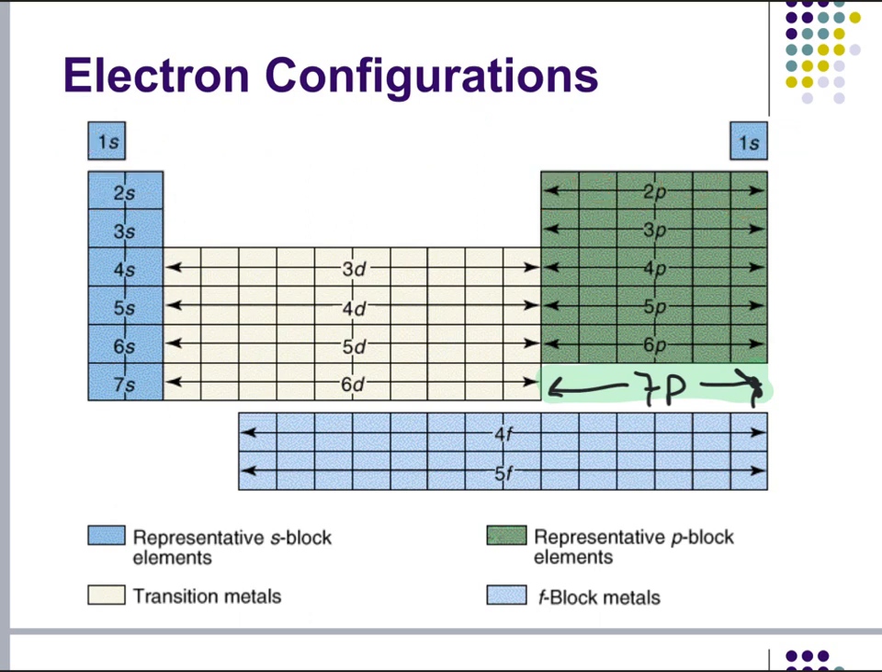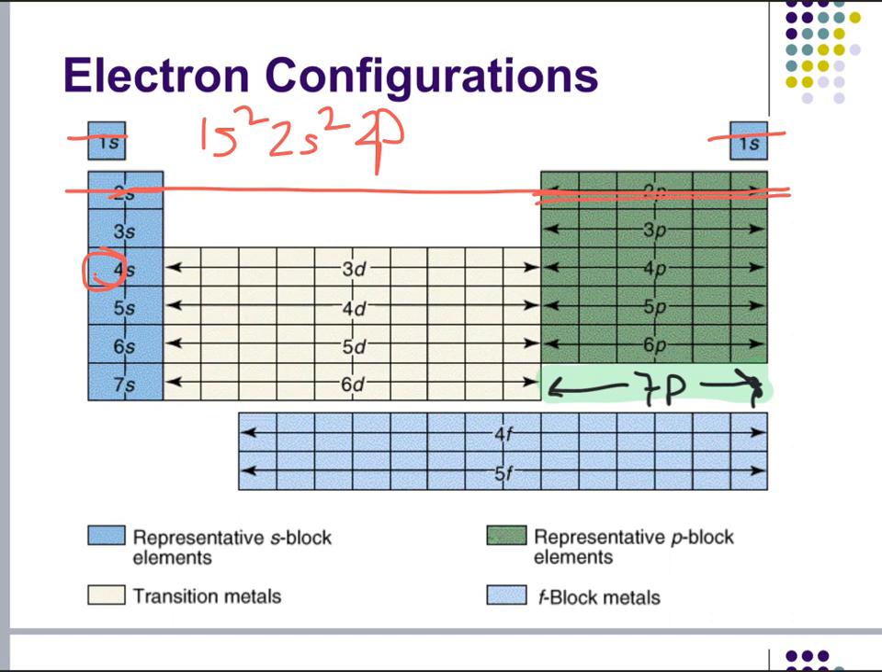Let's go a bit further down. Let's go down to potassium. Starting at the beginning, I'm going to use 1s and I count going through 2 boxes. Then I would go to my next row down and use 2s, and again I go through 2 boxes. Then I would go across to 2p and I would go through all 6 boxes.